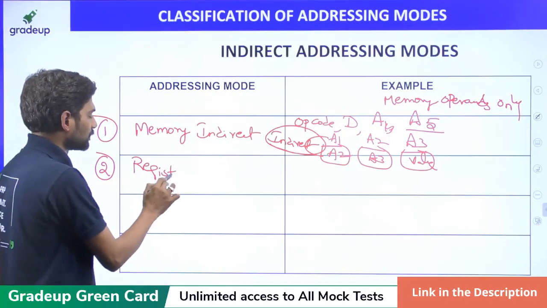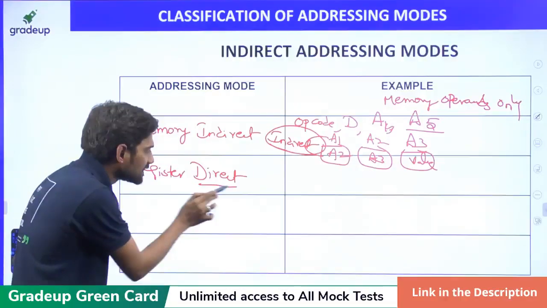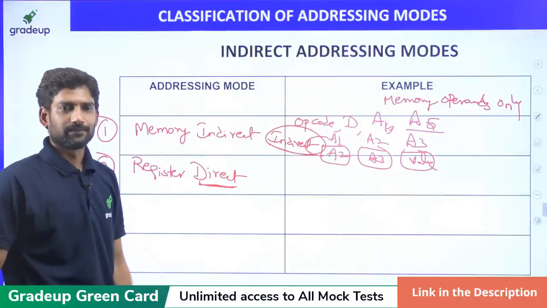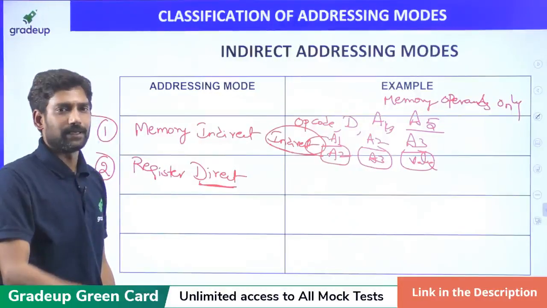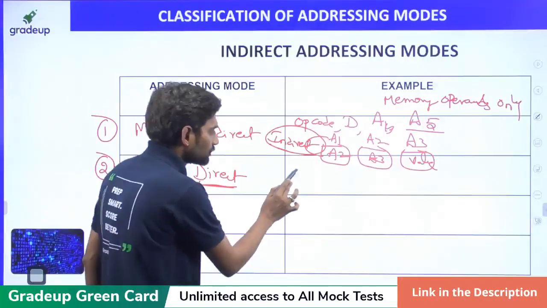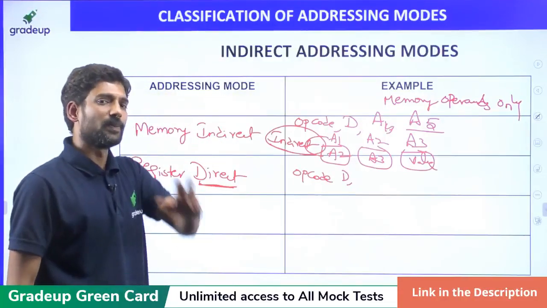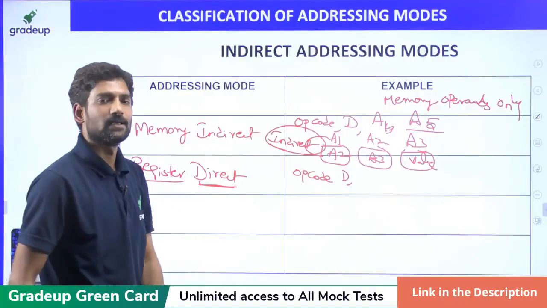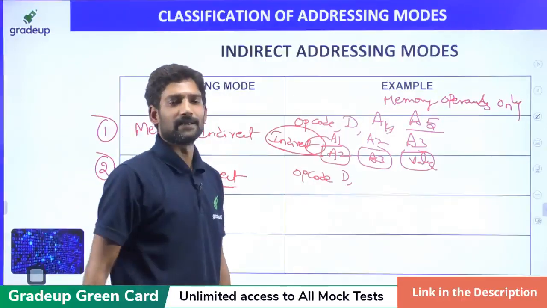And the second indirect addressing mode is register direct addressing mode. Guys, as there is a term direct, don't throw it in the direct category. It is not a direct addressing mode. It is in the indirect category. What is register direct addressing mode? Now I don't tell, you tell me. What should be the operands? Registers. Registers should be the operands.